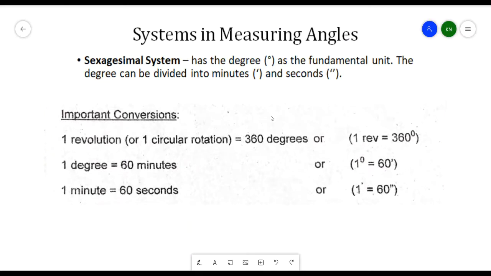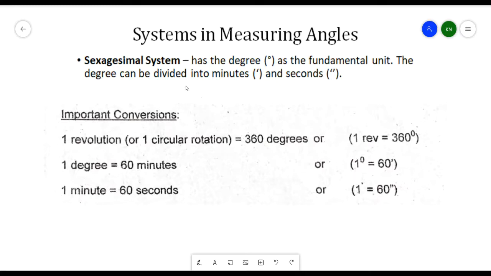There are three types of systems in measuring angles. The first one is the sexagesimal system. It has the degree as the fundamental unit. As you can see, we have here the symbol for degrees, and the degree can be divided into minutes, which is denoted by a single quote, and seconds, which is denoted by this one.